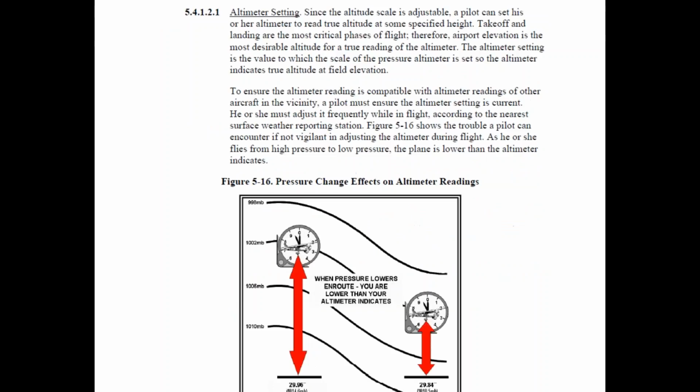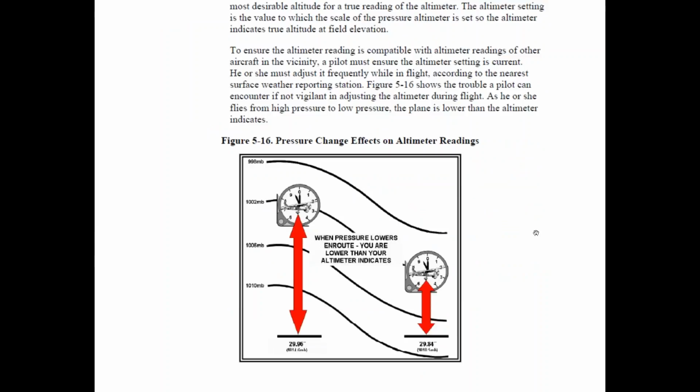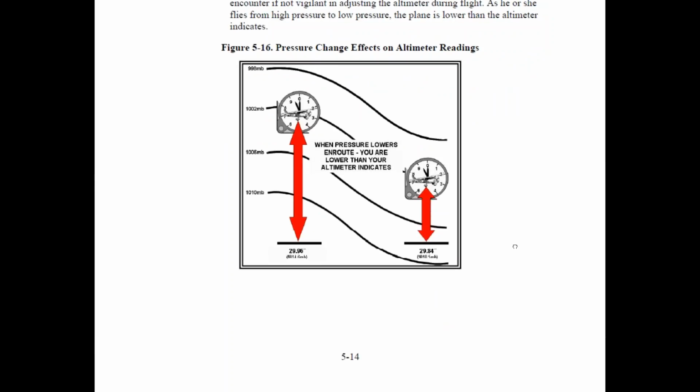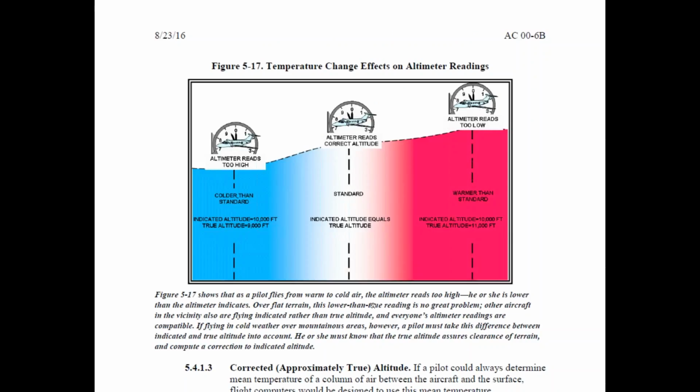This figure below shows the trouble a pilot can encounter if not vigilant in adjusting the altimeter during flight. As he or she flies from a high pressure to a low pressure, the plane is lower than the altimeter indicates. And that's the same thing we were talking about earlier. If you don't adjust it in flight, your altitude's not going to report correctly.